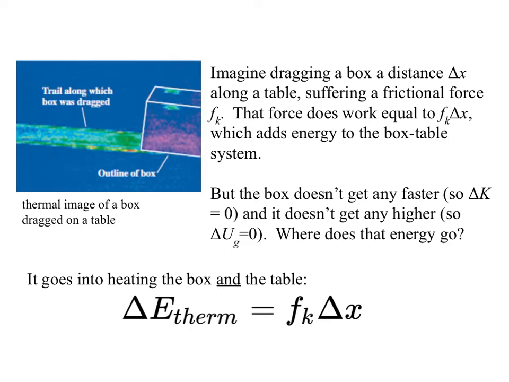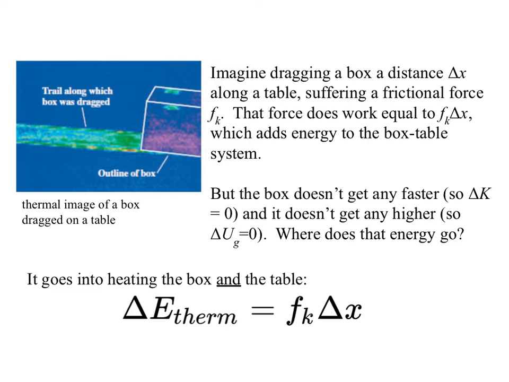Right. Imagine dragging a box a distance delta x along a table while it suffers a frictional force F sub k. That force does work equal to F_k delta x, which adds energy to the box-table system. But the box isn't going any faster, and it isn't getting any higher. So the change in kinetic energy and change in potential energy are both 0.